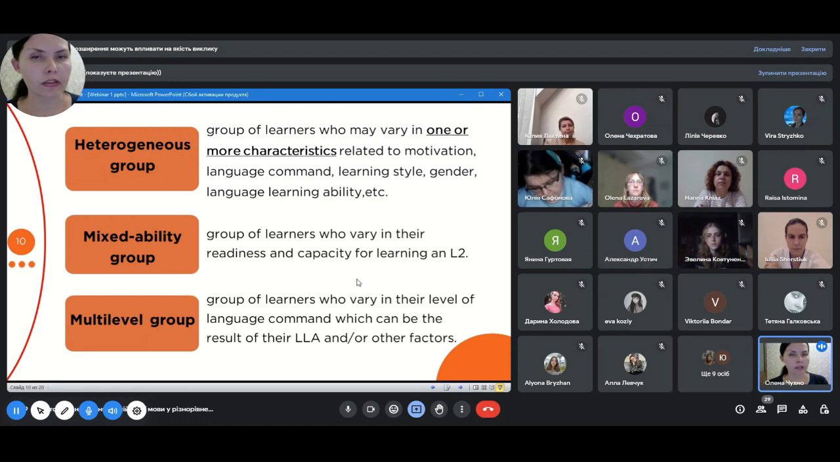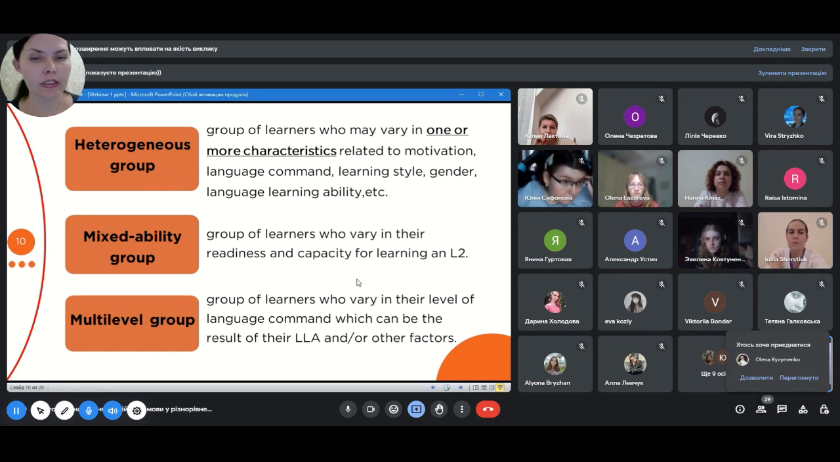That is a group of learners who may vary in one or more characteristics related to motivation, language command, learning style, gender, language learning ability, and so on and so forth. A mixed ability group of learners is the group of learners who vary in their readiness and capacity for learning a foreign language. And a multi-level group of learners, our webinars deal with multi-level groups.